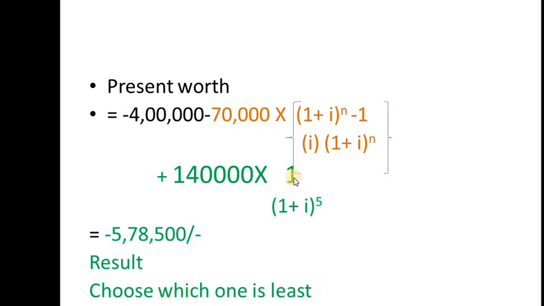This is what the present worth method is. So using the two alternatives, I'm calculating the present worth using the maintenance cost, salvage value, and purchase cost. This is the first method. Any doubt, please ask me. I'm ready to clarify doubts.